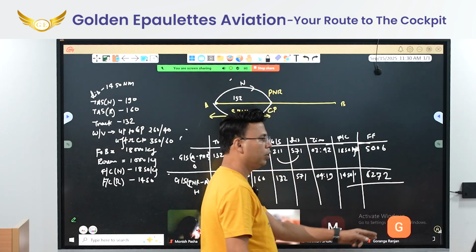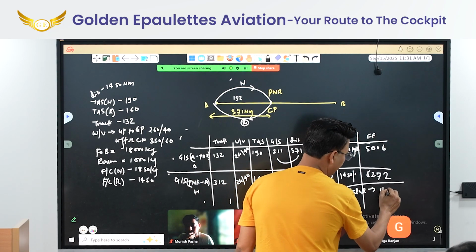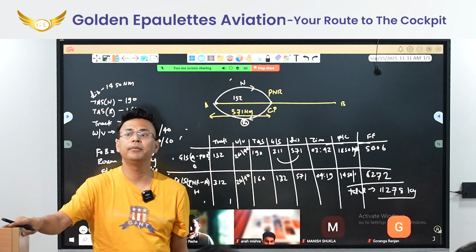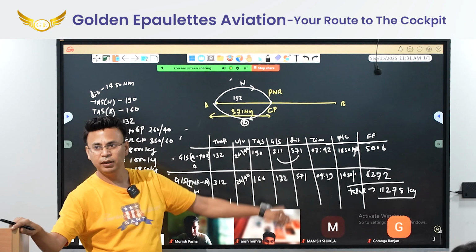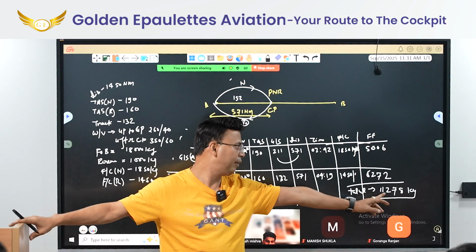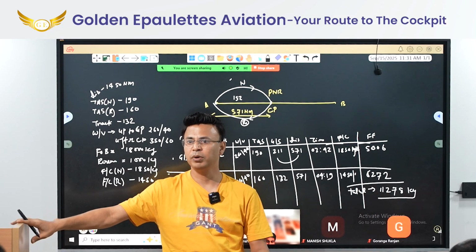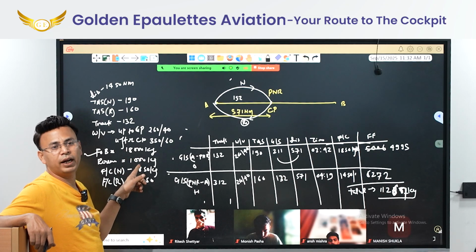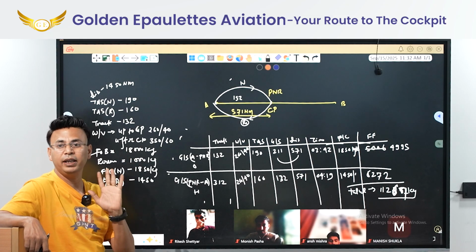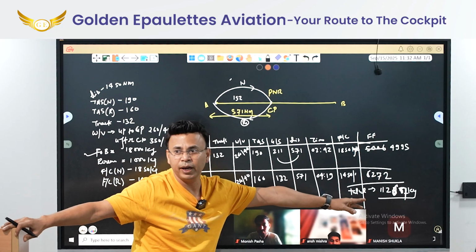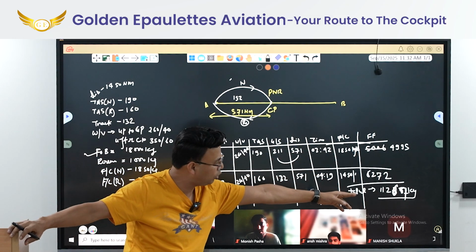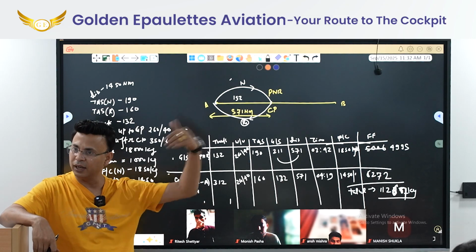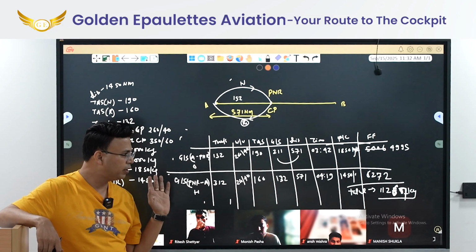That is 6272. Add the total fuel consumed. Total fuel is 11,278 kg. So if my PNR is at CP, I should have a total fuel of 11,278. But how much fuel do I have? I have fuel available of 18,000 kg. Out of that, 1,000 is reserved, so 17,000 kg fuel I have. If my PNR is at CP, I am consuming only 11,200 something, which means PNR is definitely after CP. So this is sorted. Clear?